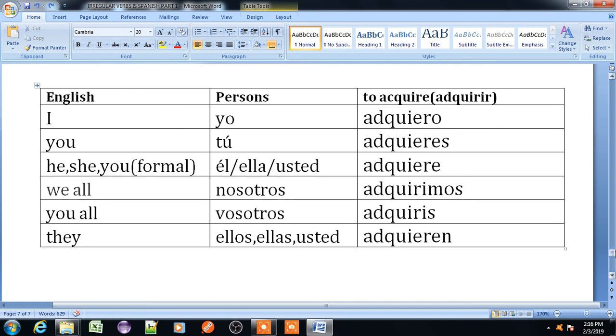So that was the conjugation of verbs with an irregular yo form. In the next lecture we will learn a different category of irregular verbs.